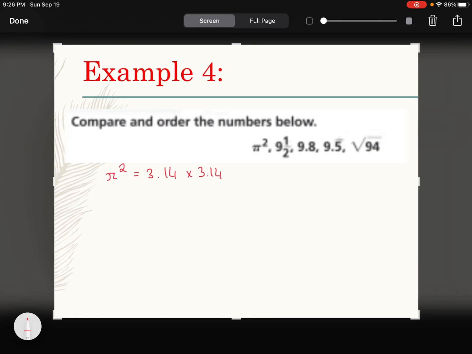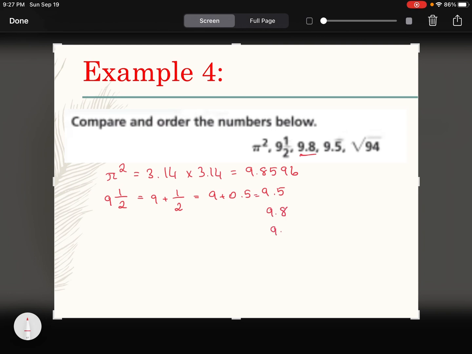So let's multiply 3.14 by 3.14. So it will be 9.8596, guys. Okay, then we have the next one, 9 and 1 over 2. So guys, there is an invisible addition sign between 9 and 1 over 2. So what is 1 over 2? A half as a decimal is 0.5, right? So it is 9.5, the second one. Then it's already in decimal form. We don't need to convert it.